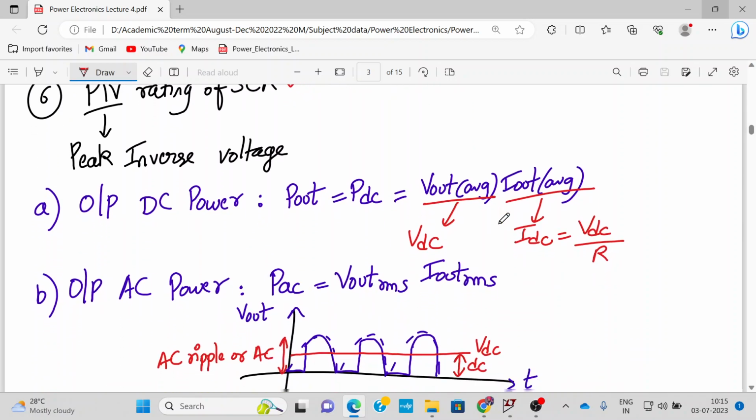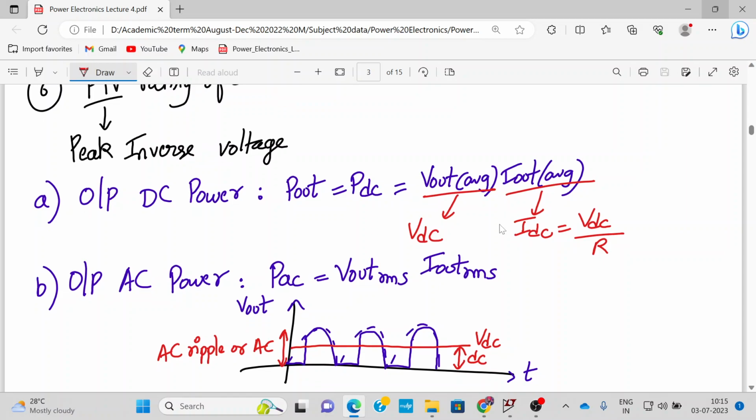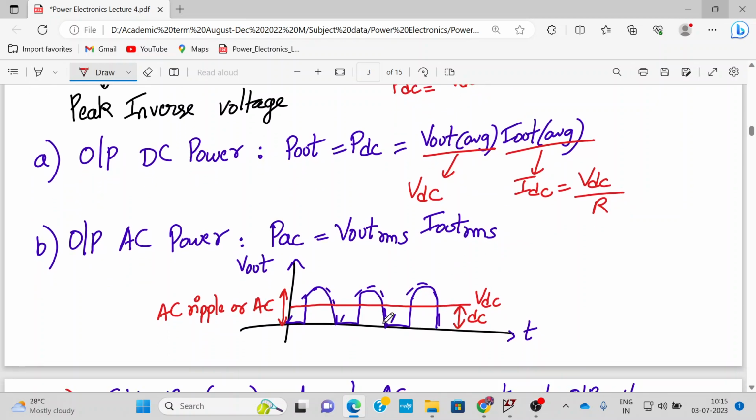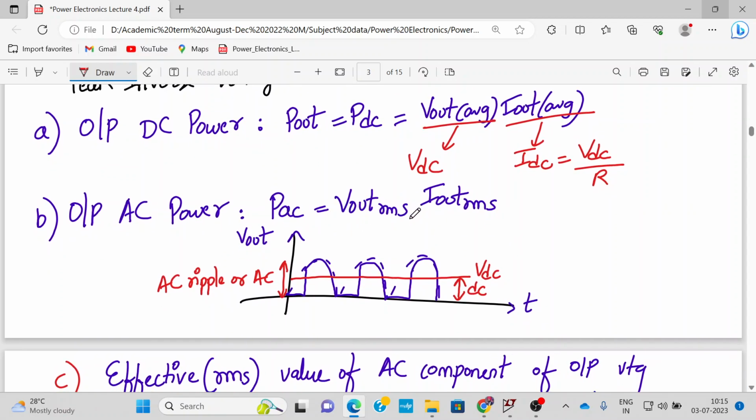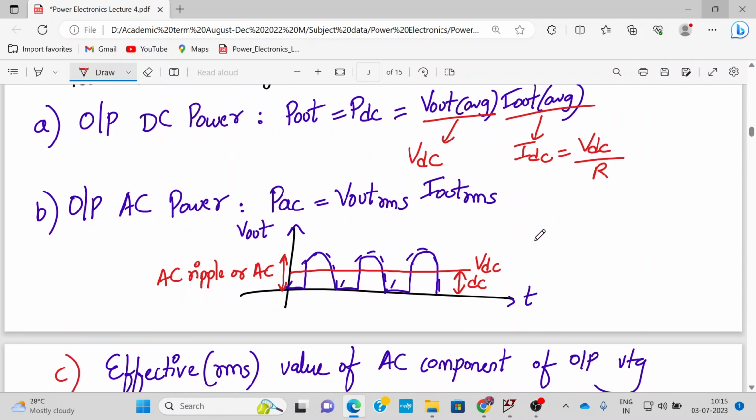First of all, we have output DC power, called P out or PDC, which is given by the formula V out average into I out average, or it can also be written as PDC equal to VDC into IDC. This is the formula for the DC output power. Now the output AC power is given by the formula V out RMS into I out RMS.